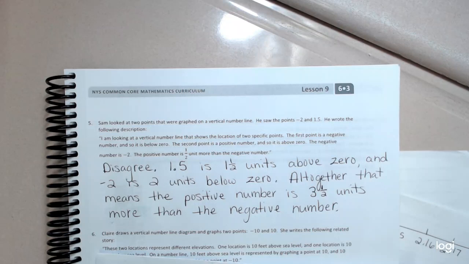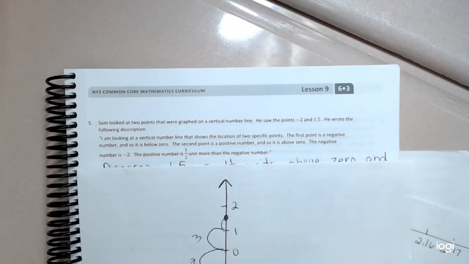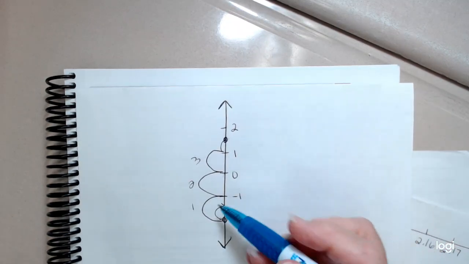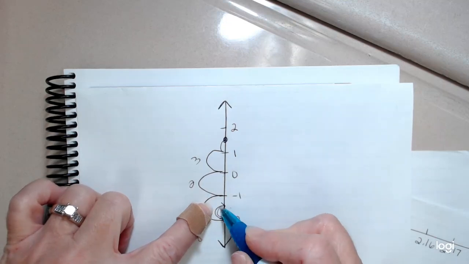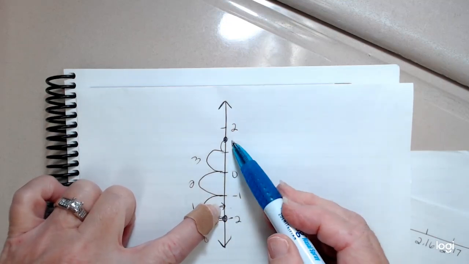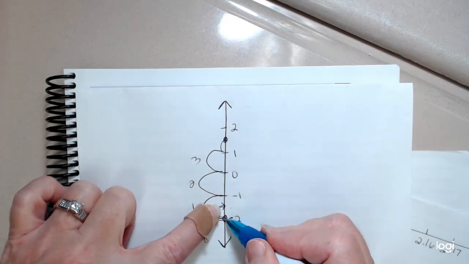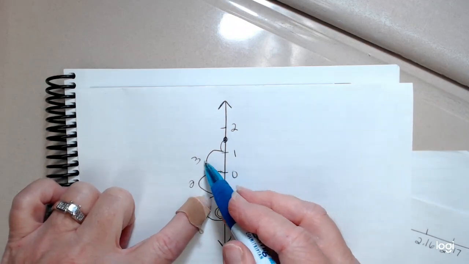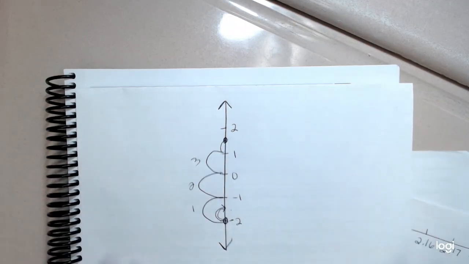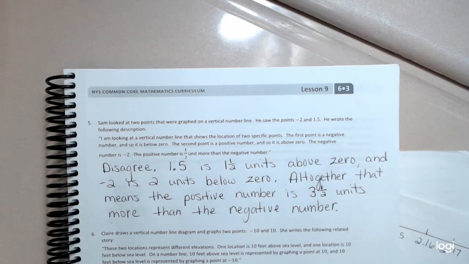Okay, once again, when I was here at -2, if I only went up halfway to the next number, that did not take me up to that dot. I had to go up 1 unit, 2 units, 3 units, 3.5. So that's why we wrote 3.5.